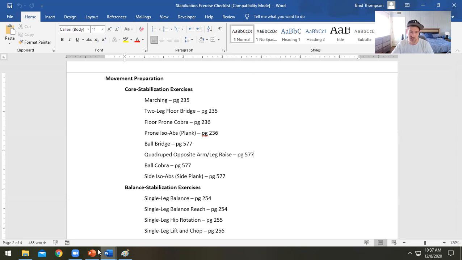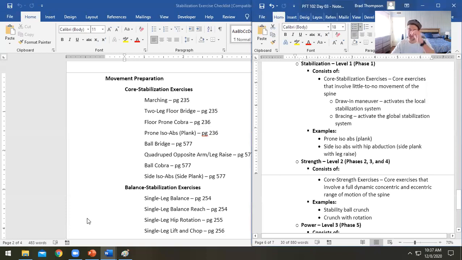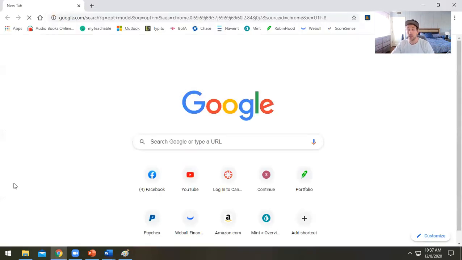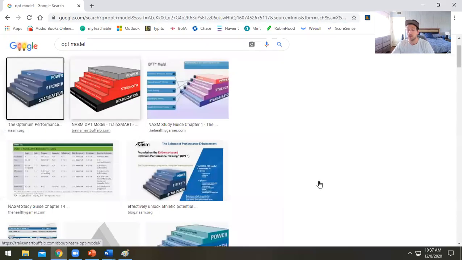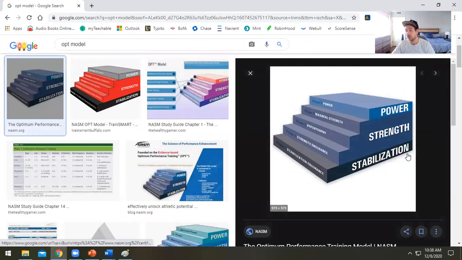We've got core stabilization exercises, which focus on stabilization. You've got core strength exercises, which focus on core strength. And you've got core power exercises, which focus on core power. So if my client is in the stabilization level, I'm going to give them core stabilization exercises. If they're in the strength level, whether that's phase 2, 3, or 4, they're going to get core strength exercises. And if they're in the power level, they're going to get core power exercises.